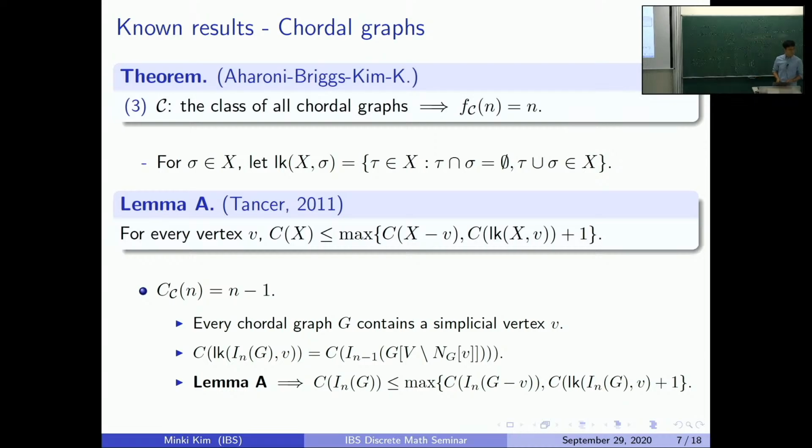So the lemma is for any complex X? Yeah, for any complex, its collapsibility number is at most this for every vertex. Okay.